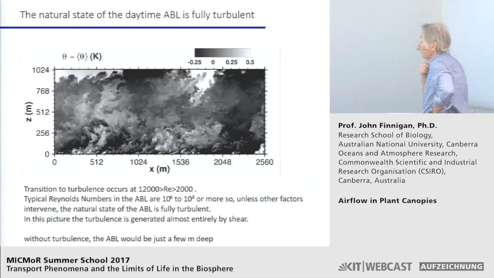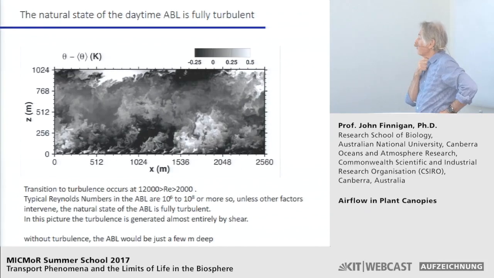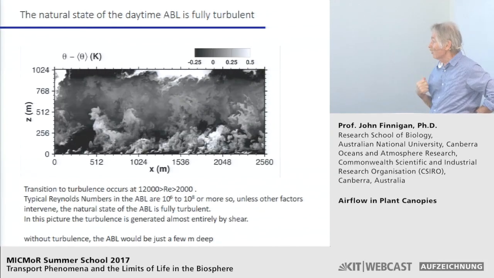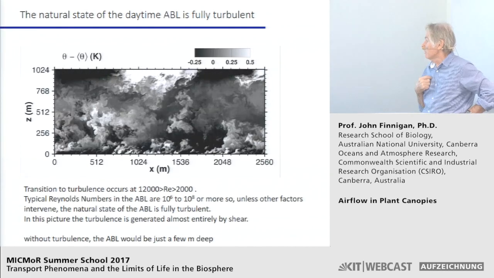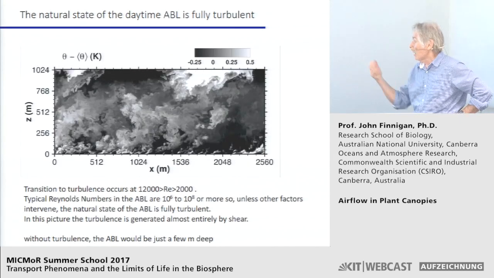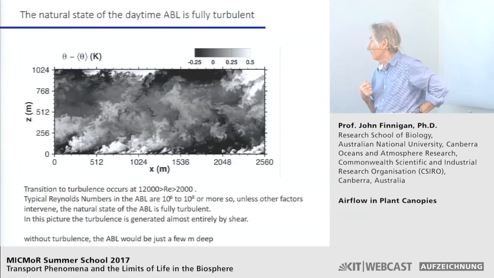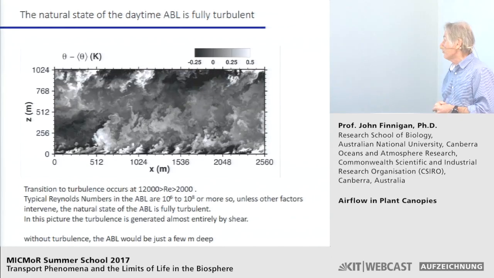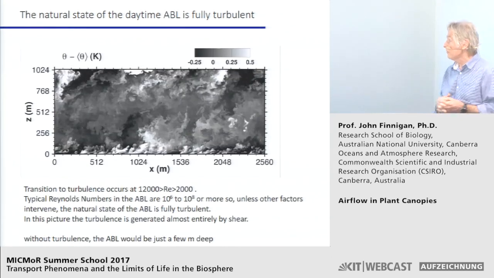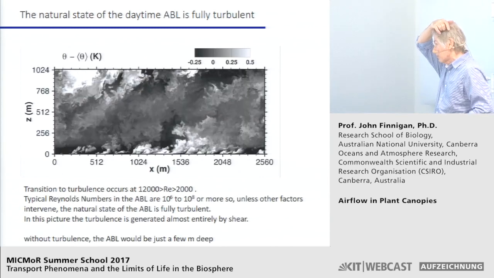So the natural state of the daytime boundary layer is fully turbulent, because transition occurs at Reynolds numbers of order 1,000 to 10,000. Atmospheric Reynolds numbers are about 1 million to 100 million. So the atmosphere is almost always fully turbulent, unless other things intervene. And we'll look at one of those next.